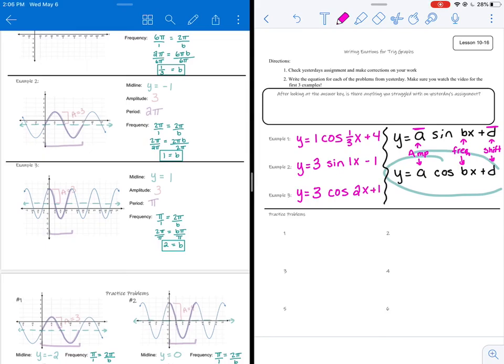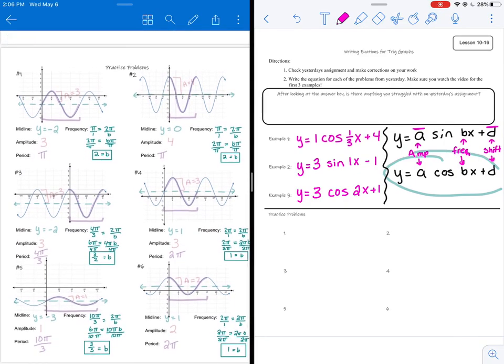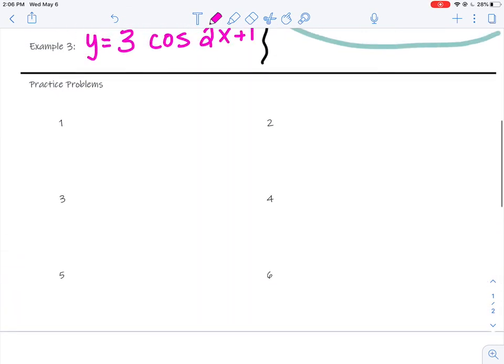So your job for today: you should have checked these 6 questions, checked your midline, amplitude, period, and frequency, and now you're going to write the equations based on that right information. What you're going to submit is just this notes page for lesson 10-16 with the correct 6 equations on here.